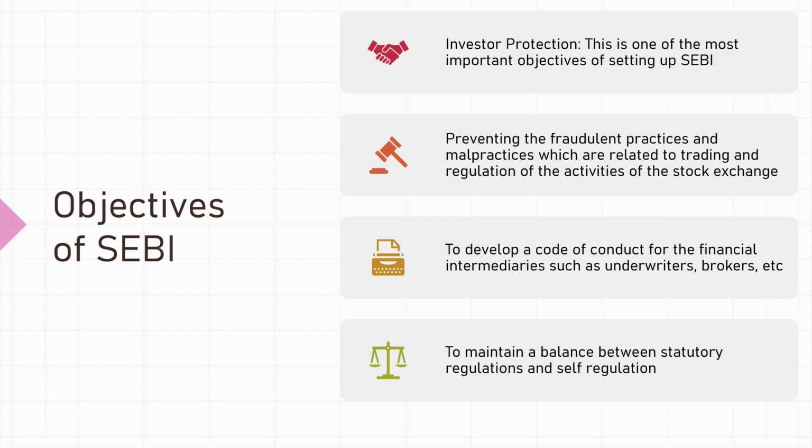Next is to develop the code of conduct for the financial intermediaries such as underwriters and brokers, etc. These people have fair knowledge about the market. So whenever somebody who is new to the market takes advice from these underwriters and brokers on where to invest, they may mislead the retail investors or the institutional investors. So to reduce certain kinds of activities or actions, it has developed a code that you have to abide by. If you are not abiding by the code, definitely certain actions would be taken against you.